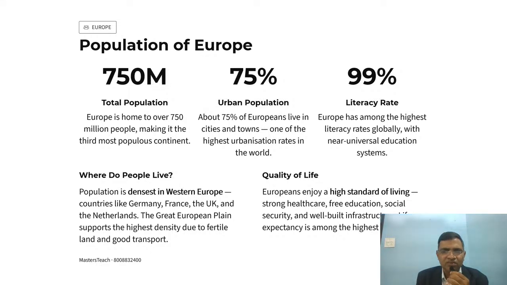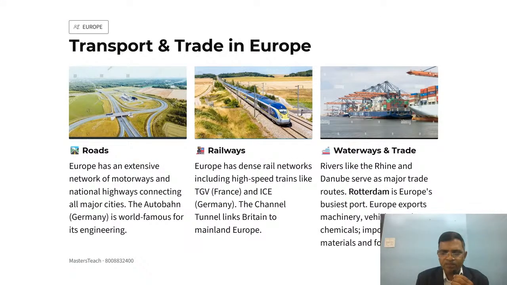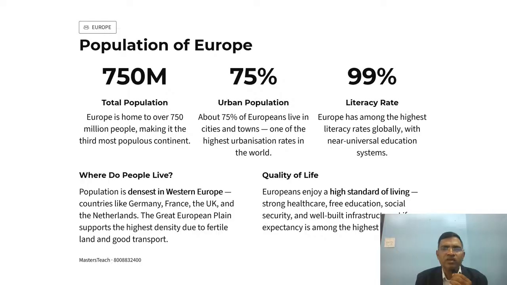So this is the thing. Then there is a universal education system here. Where do people live? Mostly it is densest in Western Europe, countries like Germany. Kindly wait, here is the pointer I'm going to show. Have patience. Almost 75% of people live in towns and cities.